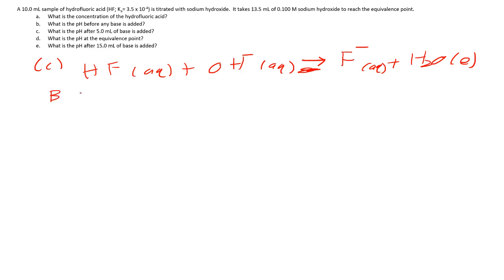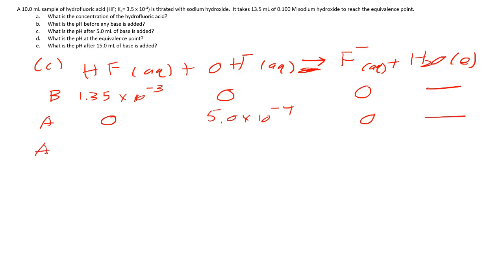So our before, if we calculate out, we get that we started with 0.35 times 10 to the minus 3 moles of this, no hydroxide, no F minus, and we're not worried about the water. Then our addition is we added some hydroxide. We specifically added 5.0 times 10 to the minus 4 moles.